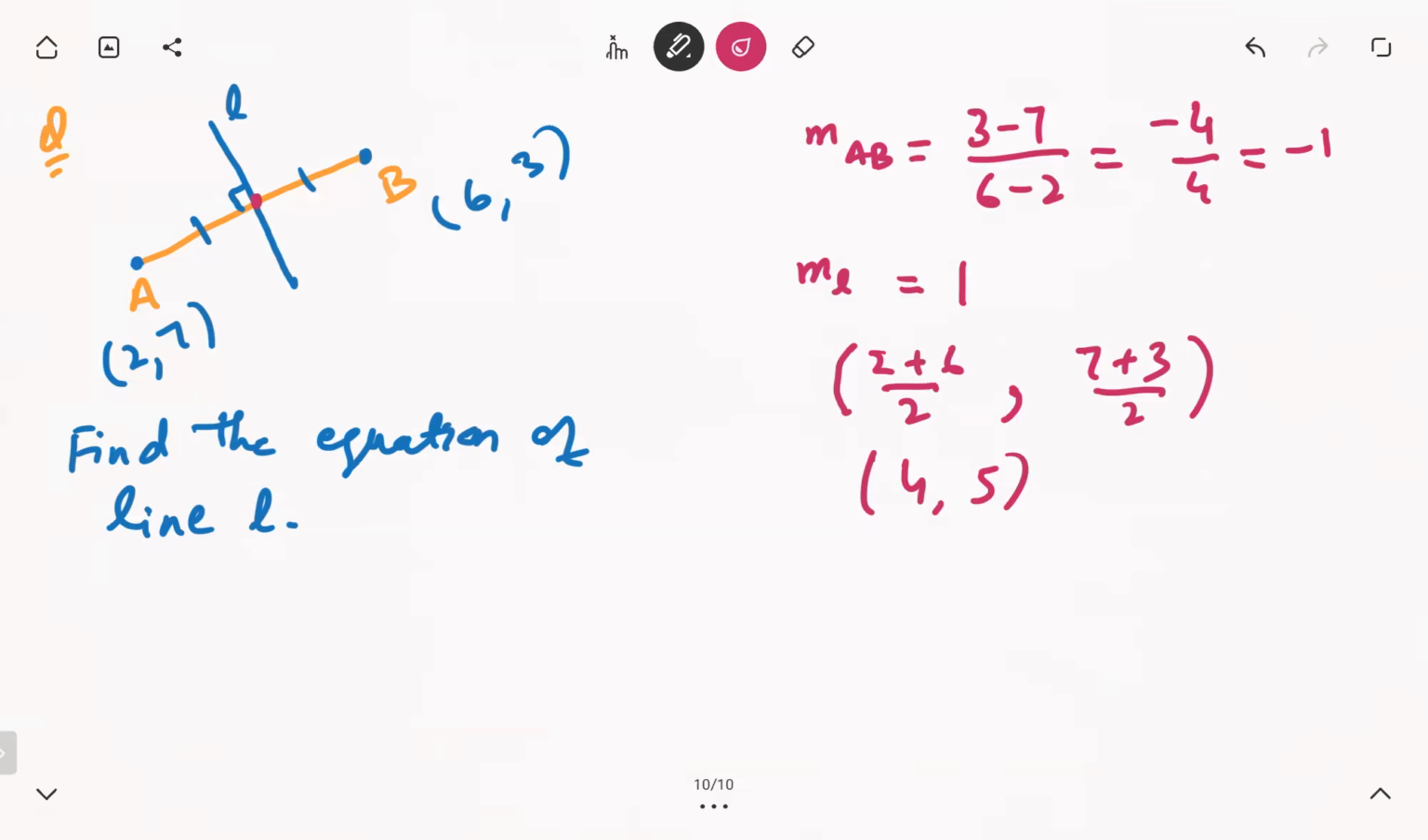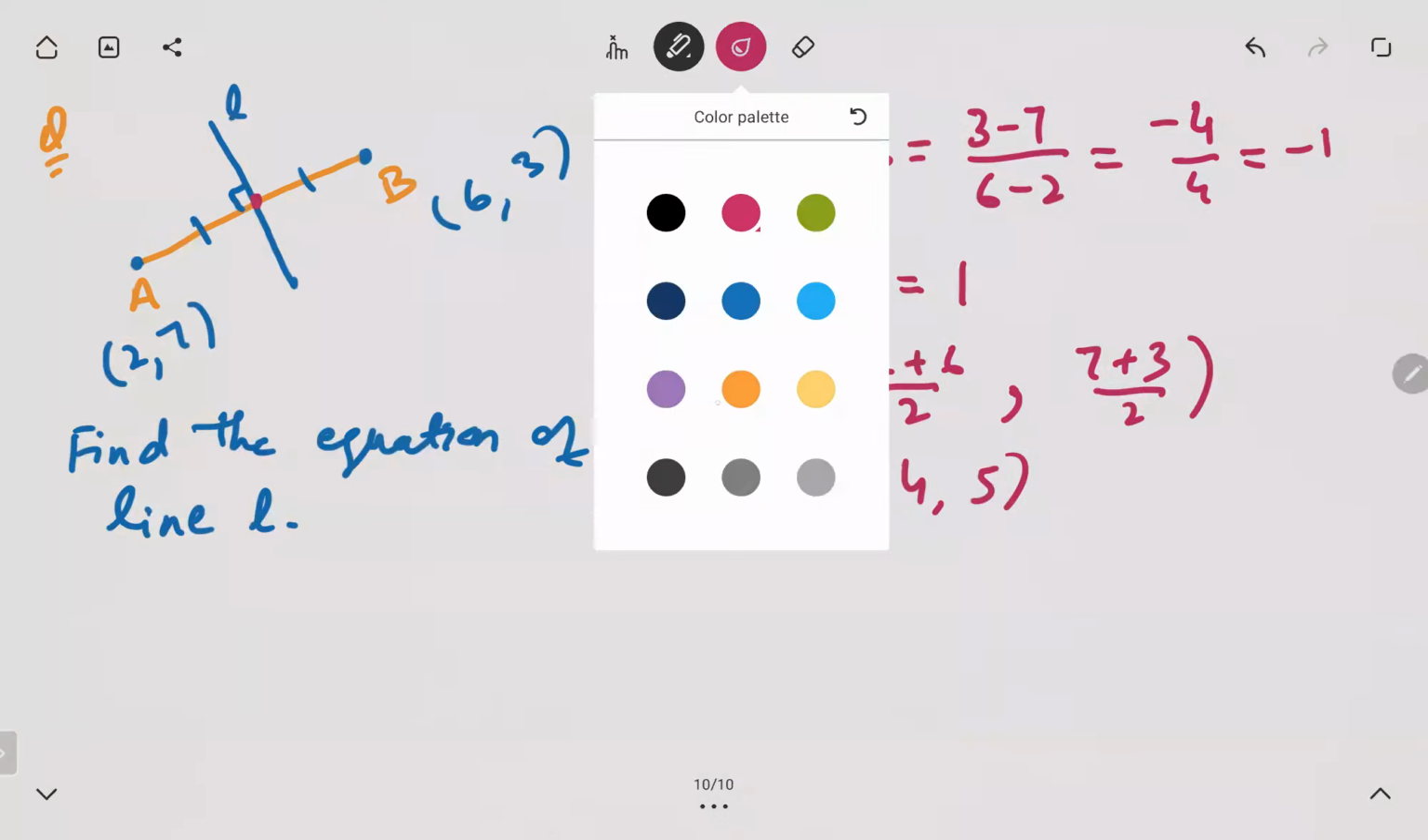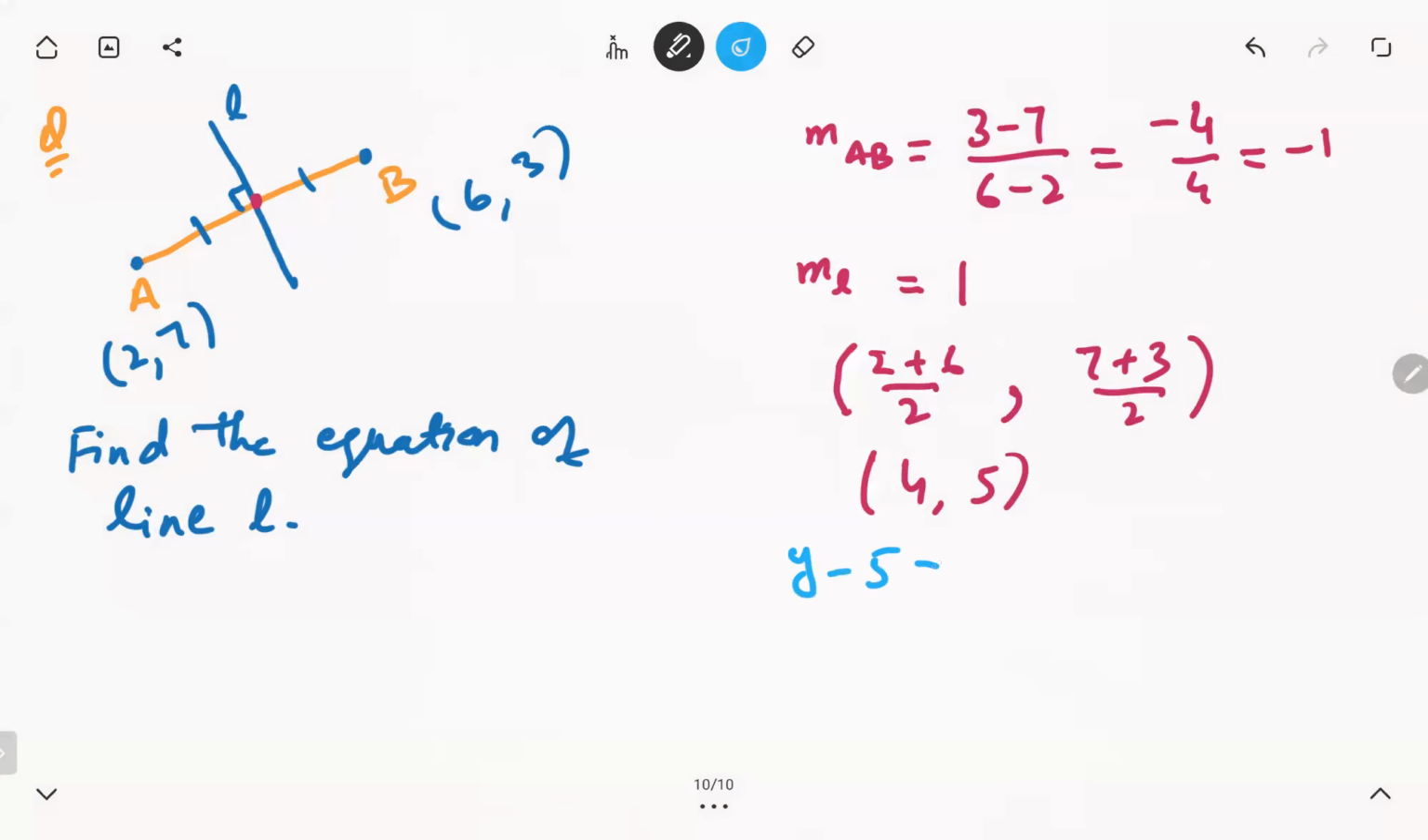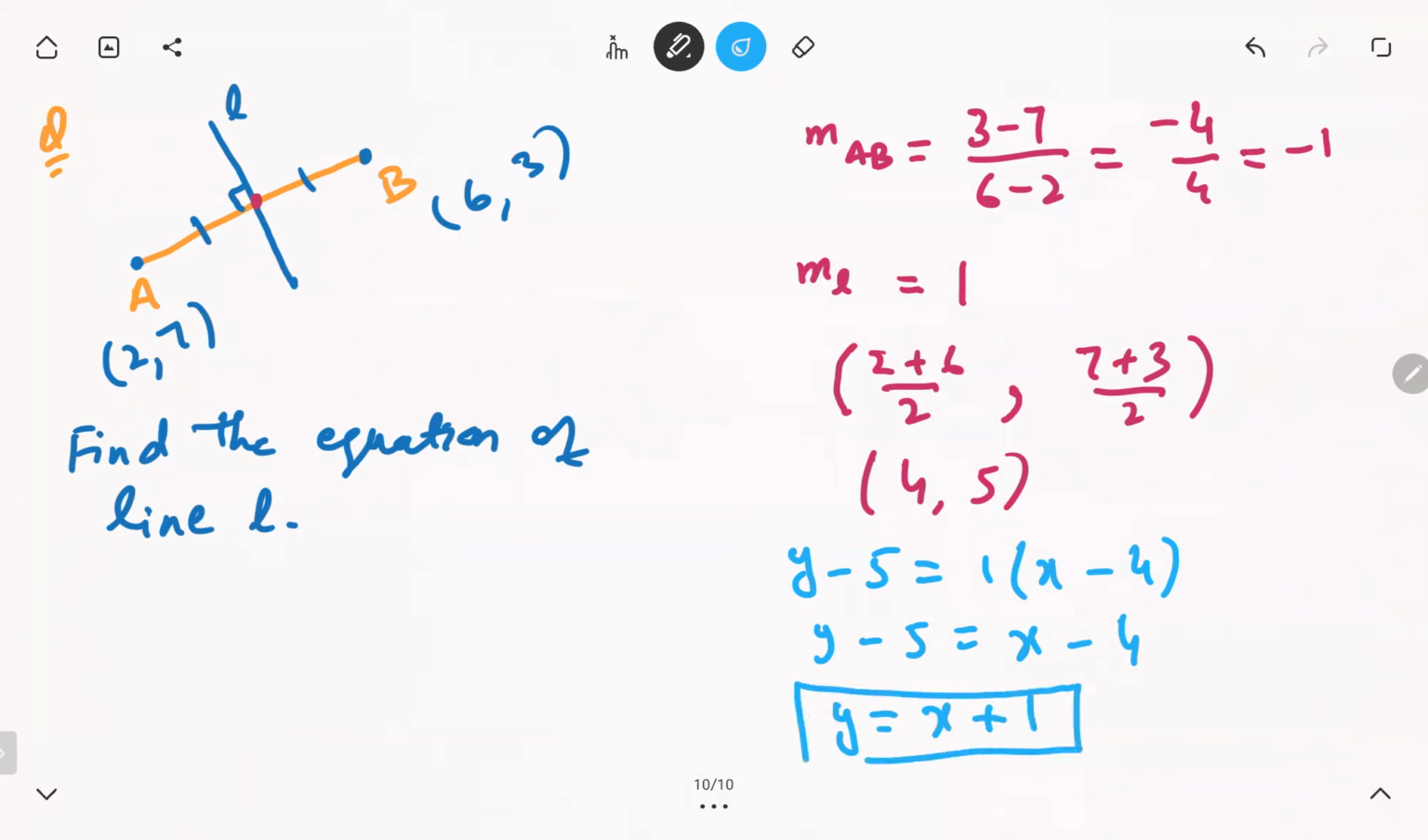So the gradient of line L has come, and one point has also come, so we can find the equation of the straight line. So y minus y1 is equal to m times x minus x1. So y minus 5 is equal to x minus 4. y is equal to x plus 1. Is that clear? Any question? Next question.